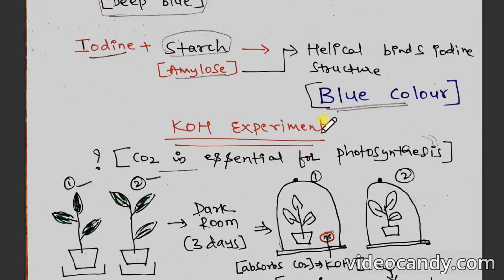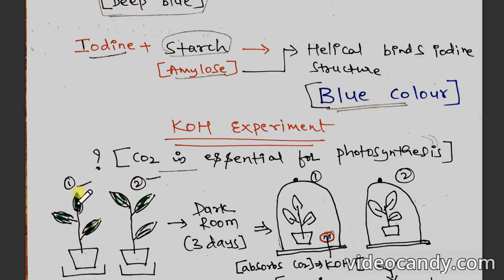Another test is the KOH experiment, the potassium hydroxide experiment. This experiment is done to check whether CO2 is essential for photosynthesis or not. Earlier they didn't know anything about photosynthesis. They wanted to check what is really required for photosynthesis, whether CO2 is required, oxygen is required, whatever. So this test was done to check whether CO2 is required for photosynthesis or not.